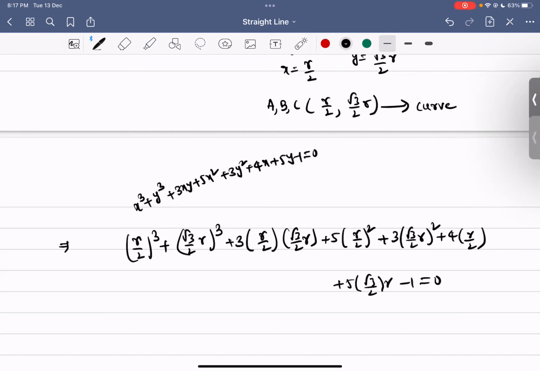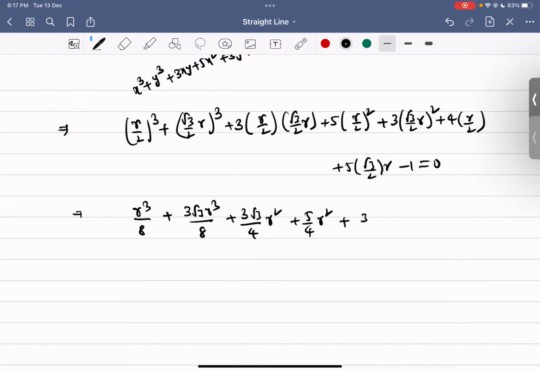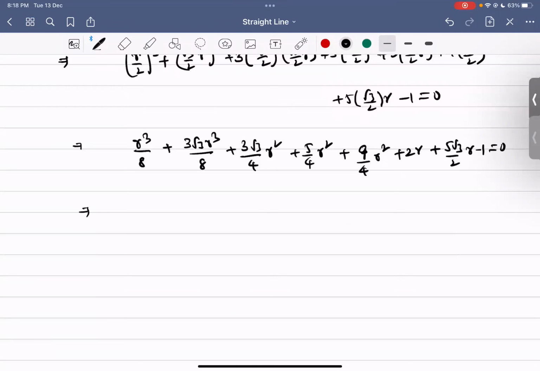is equal to 0. Now this implies this is R cube by 8 plus this is 3 root 3 R cube by 8, plus 3 root 3 by 4 R square plus 5 by 4 R square, plus 9 (root 3 square is 3) 9 by 4 R square plus 2R plus 5 root 3 by 2 R minus 1 is equal to 0. Now it's a cubic equation in R.